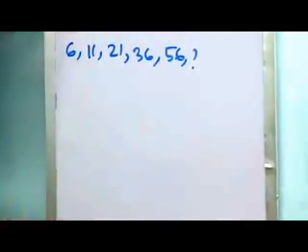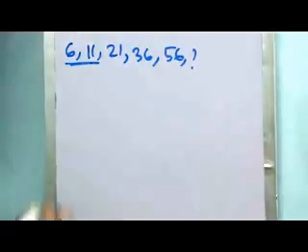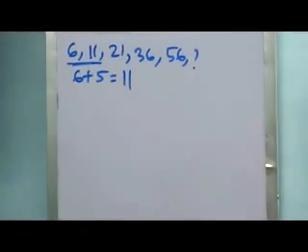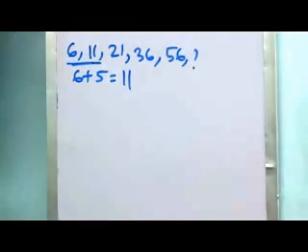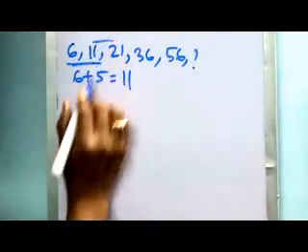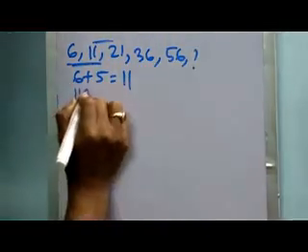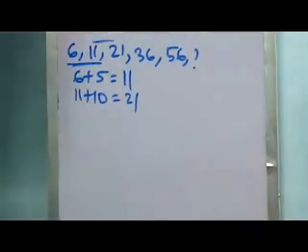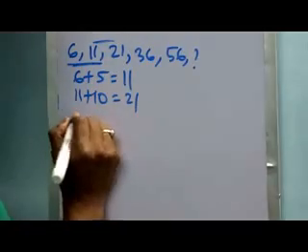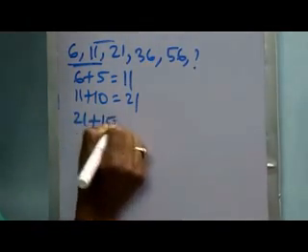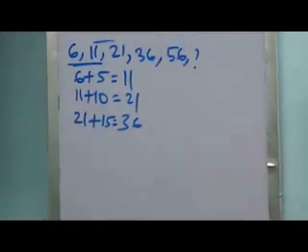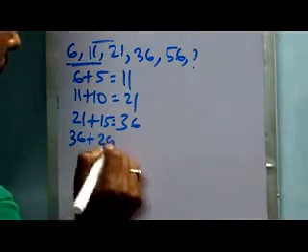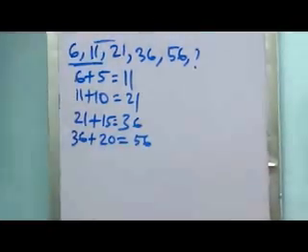Moving from LHS to RHS, just consider these two numbers. So if we add 5 with 6, then we get 11. Now take these two numbers, two consecutive numbers. So 11 plus 10 equal to 21. 21 plus 15 equal to 36. 36 plus 20 equal to 56.